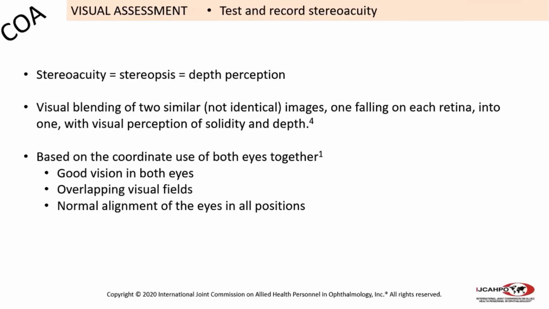Test and record stereoacuity. So stereoacuity equals stereopsis, which equals depth perception. This is a visual blending of two similar images, not identical, one falling on each retina, into one with visual perception of solidity and depth. Based on the coordinate use of both eyes together, for a patient to be able to have stereoacuity or depth perception, they need good vision in both eyes, overlapping visual fields, and normal alignment of the eyes in all positions.